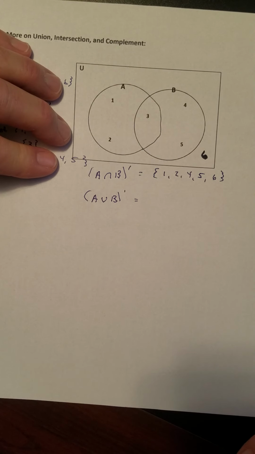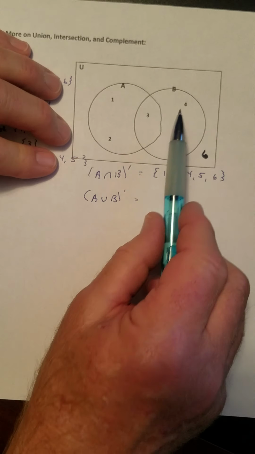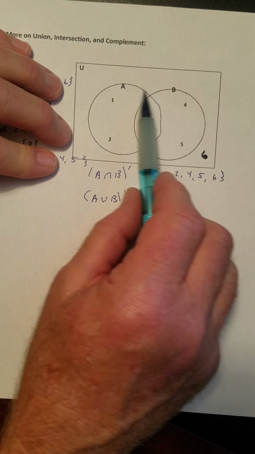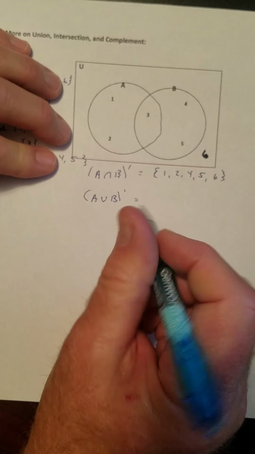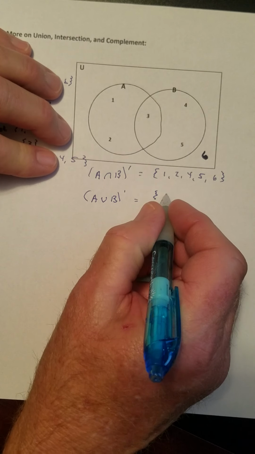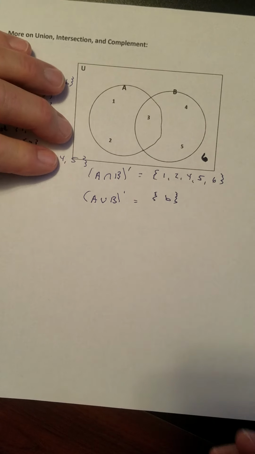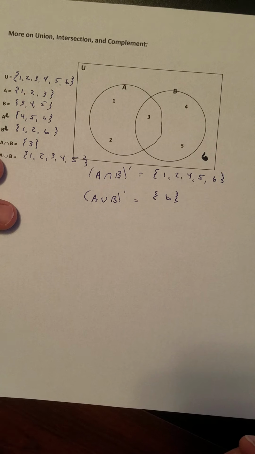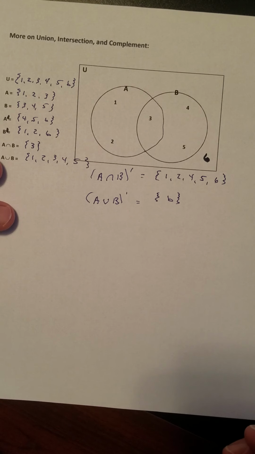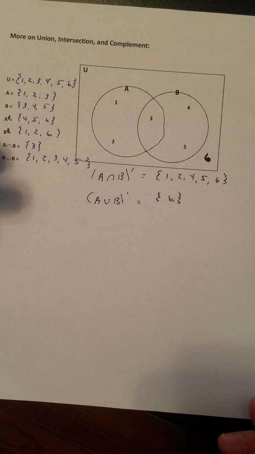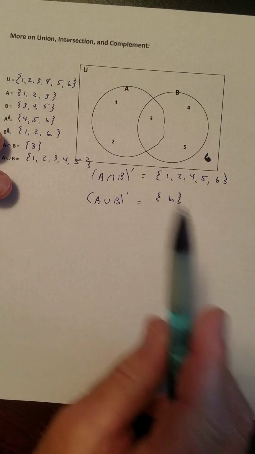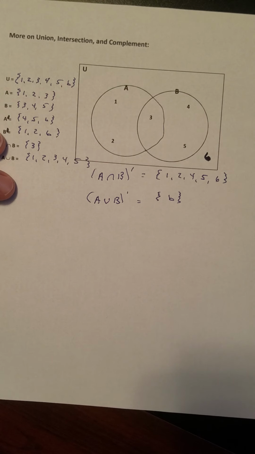And how about A union B and the complement? A union B is everything inside of here. So what's missing? The 6. Okay, and that all should make pretty good sense to you. This is what I would call an easy problem because you've only got 2 circles.